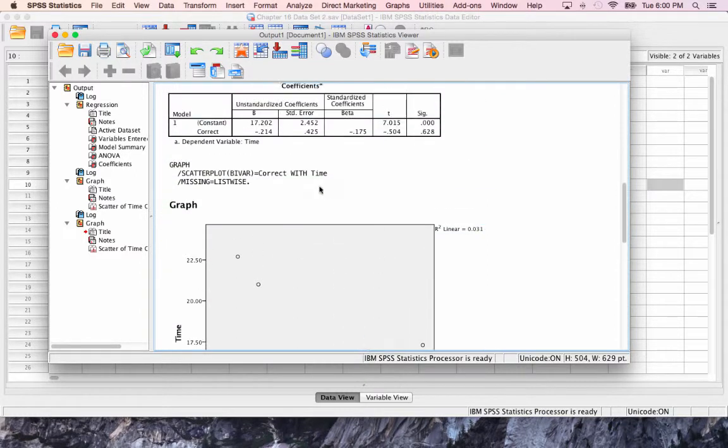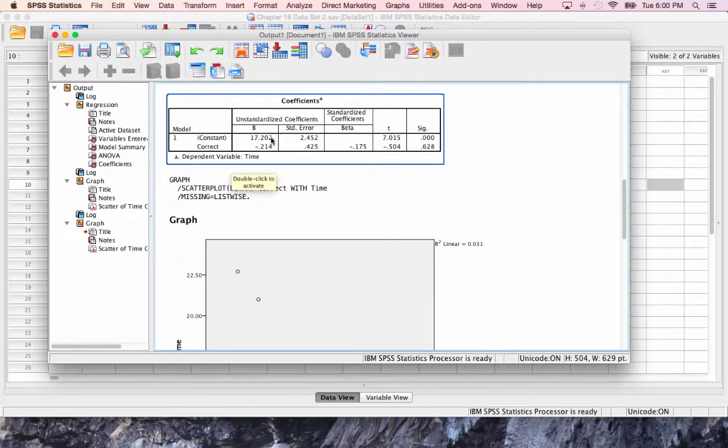You may also see this in the coefficients table where it gives the x variable name. In this case, the number correct was the x variable. You will not always see the word correct here. It will be whatever your particular x variable is.